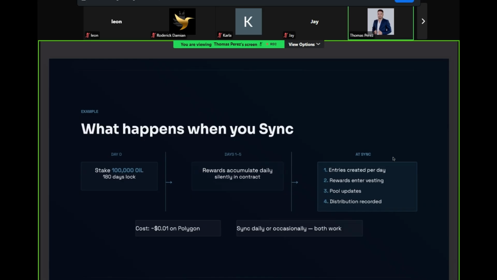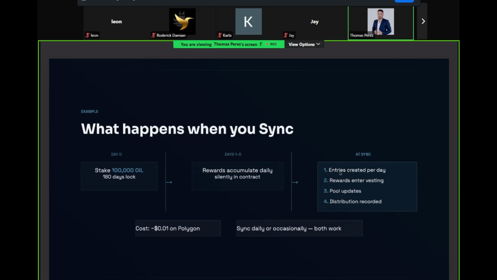And the cost is extremely low because we are on the Polygon POS. It's almost negligible. So you can decide your own rhythm. And that's the magic of the sync. You can do it each 24 hours, once a month, once per semester, whatever you want. You don't lose anything. And once you sync, it's official, it's materialized, it's on chain.